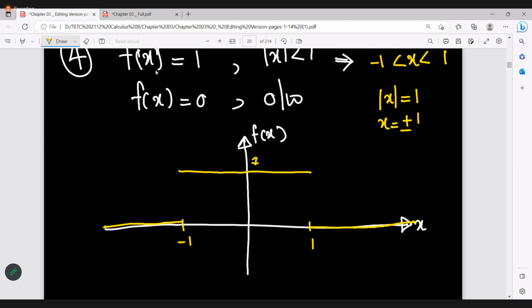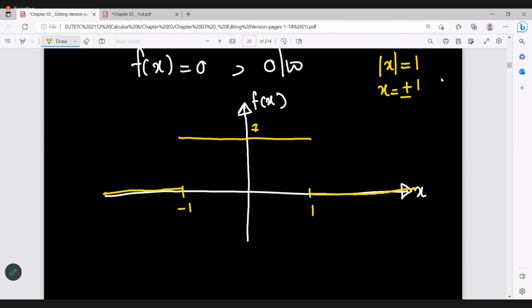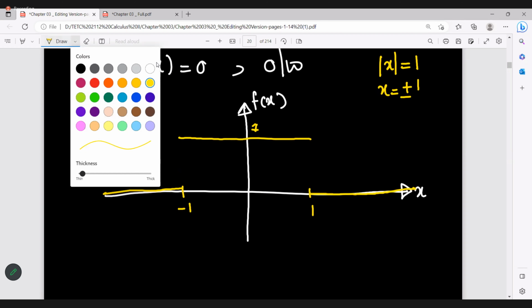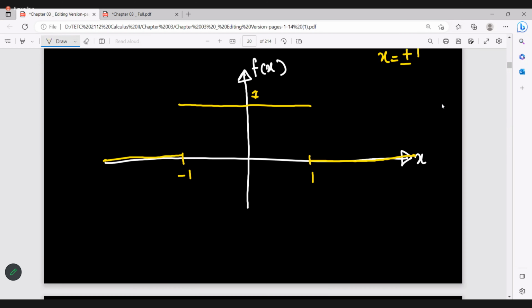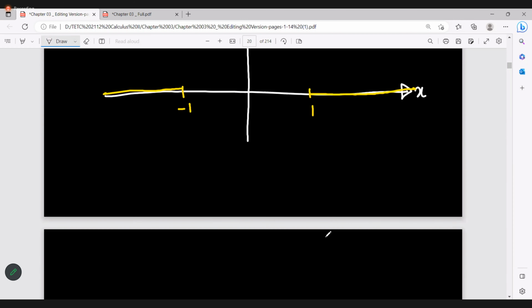The function value f of x is equals to 1 when the absolute value of x is less than 1. And it is 0 for other cases. So then we can obtain this as the graph of the function. So we are asked to find the Fourier transform of this function. So let's write the expression.